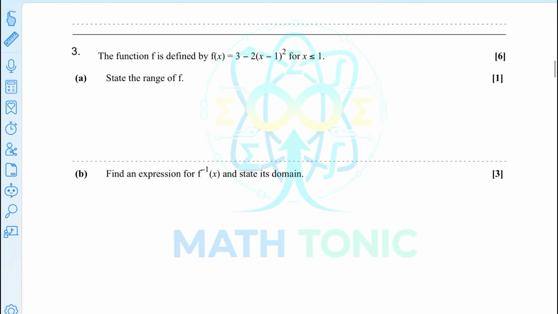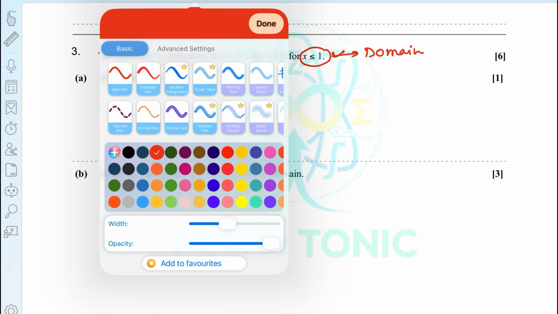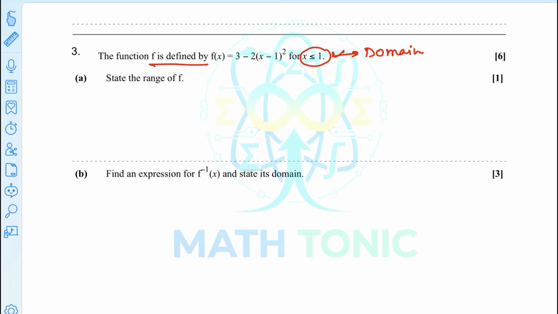Question number 3. So question number 3 is, given the functions, right? The function f is defined by f(x) = 3 minus 2(x minus 1) squared, and the domain is given: x is less than or equal to 1. See, this is what is given as the domain, right? Okay, so now find the range here. Try to understand this question.